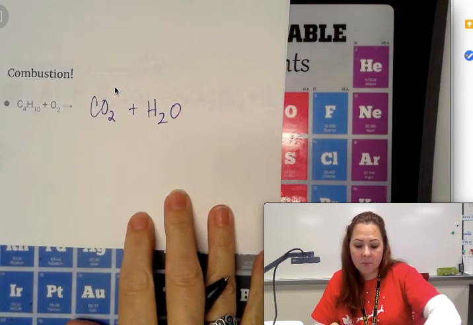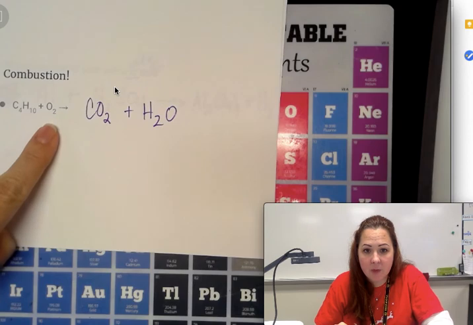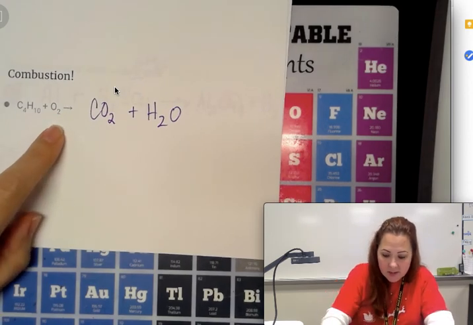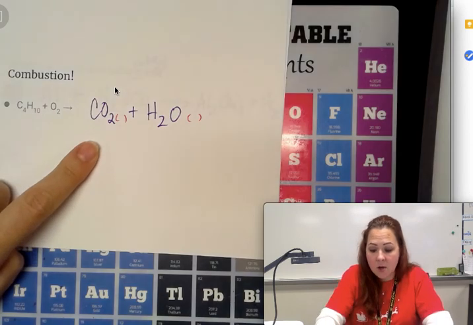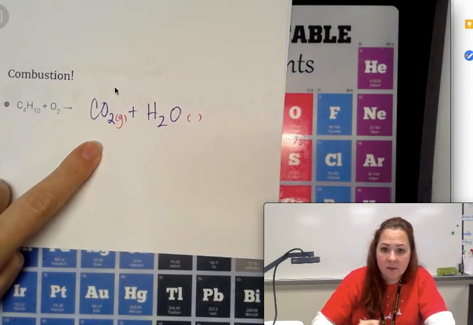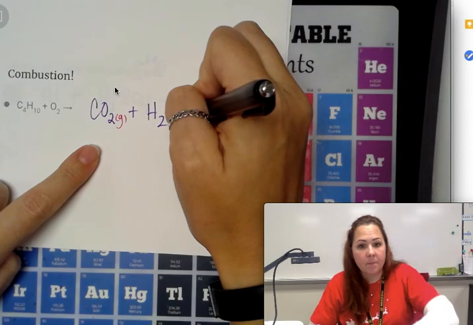The next example, I have a combustion reaction. For my combustion reaction, I'm making CO2 and H2O. I don't use the chart for either of those. Carbon dioxide is always a gas. Water is always a liquid.